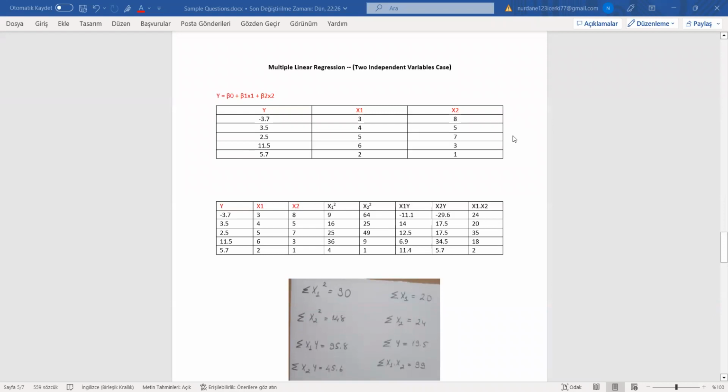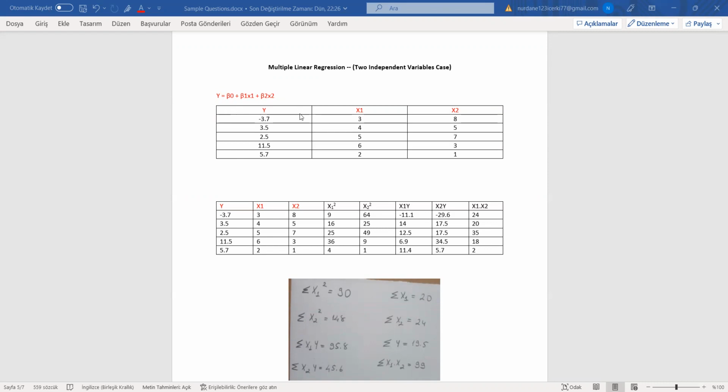In this video, I am going to explain to you a multiple linear regression example question in the two independent variables case. So let's get started. This is our general multiple linear regression formulation, and in this video, we are going to find these beta coefficients.